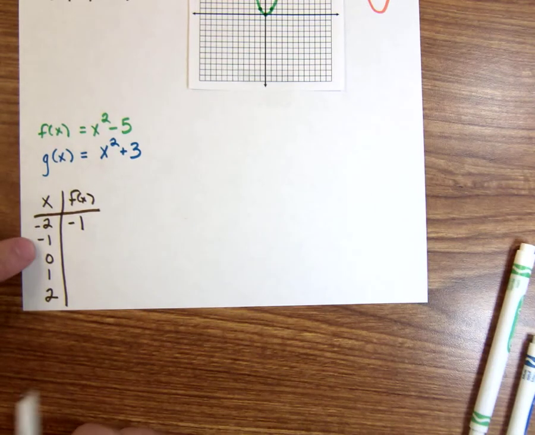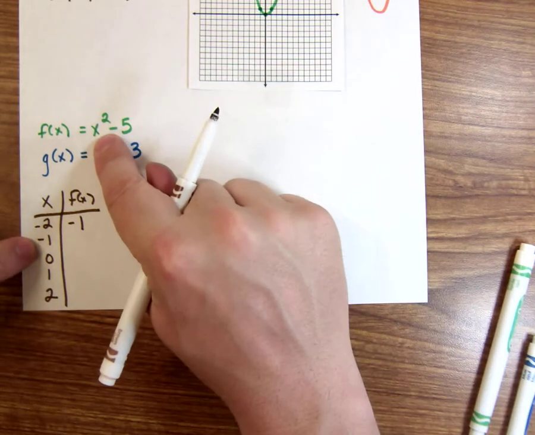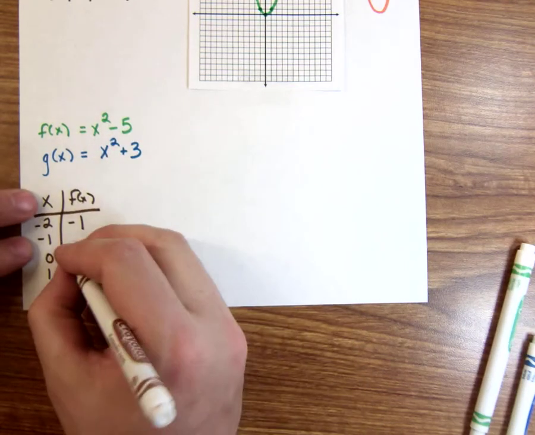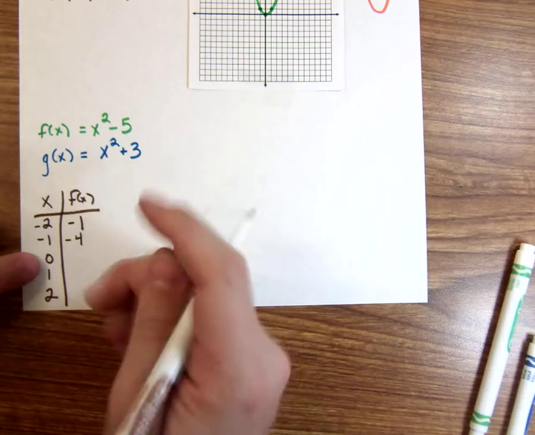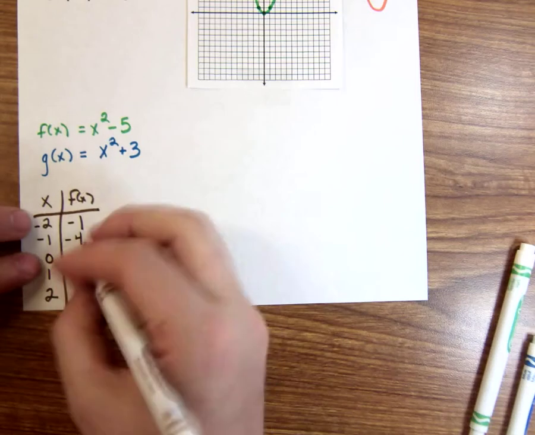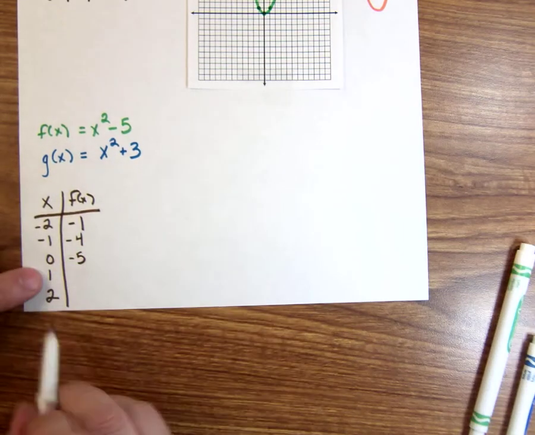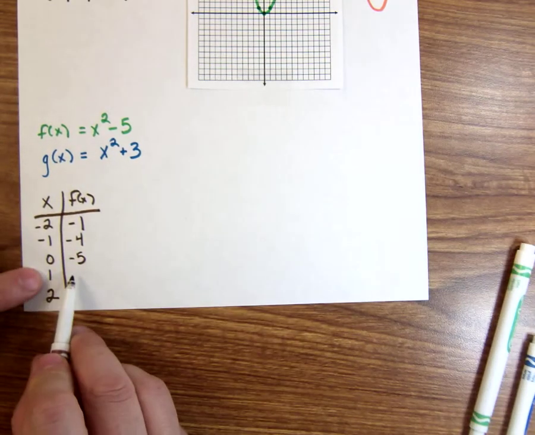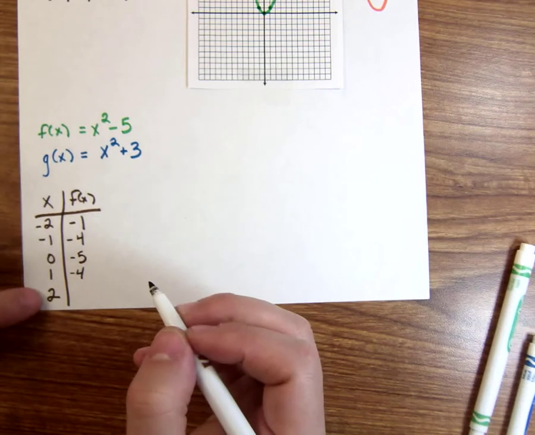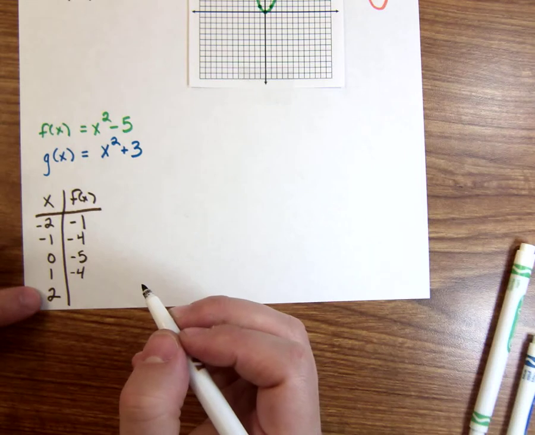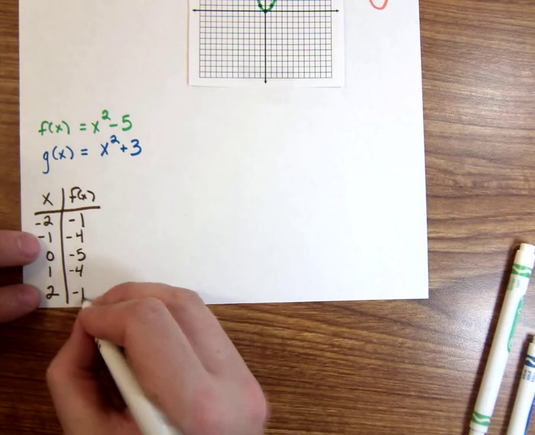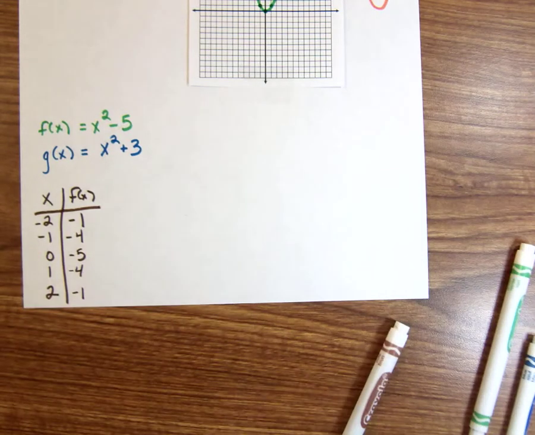Okay, if x was negative 1, I would have negative 1 squared, which is 1, and 1 minus 5 is negative 4. There we go. Next would be 0. 0 squared is 0, minus 5 is negative 5. Good. 1 squared is 1, minus 5, negative 4. 2 squared is 4. 4 minus 5 is negative 1.